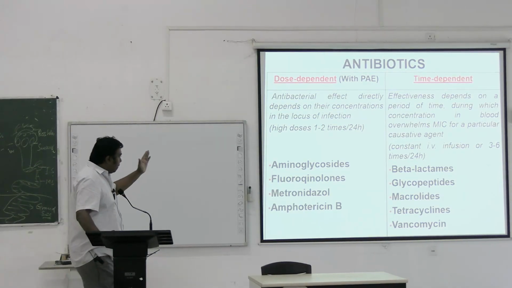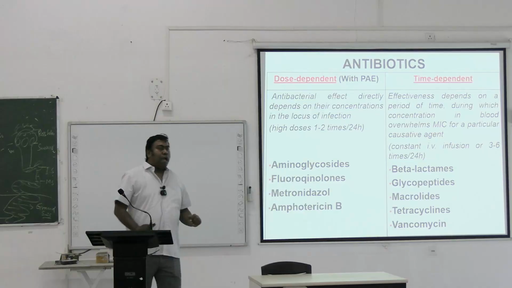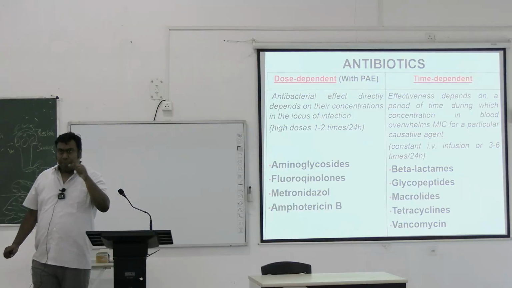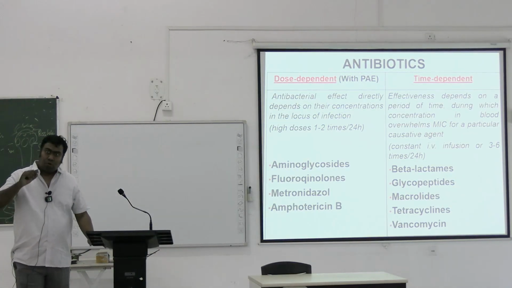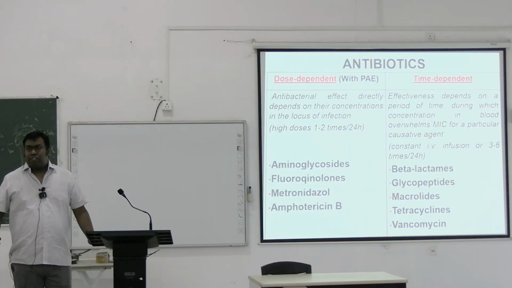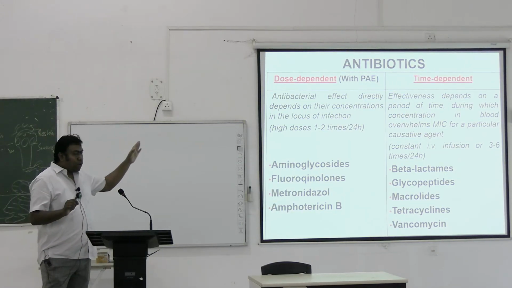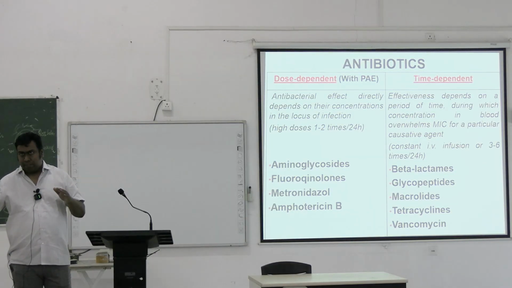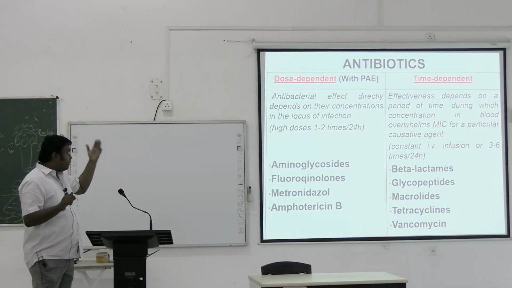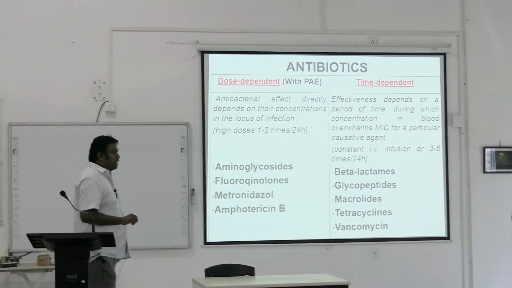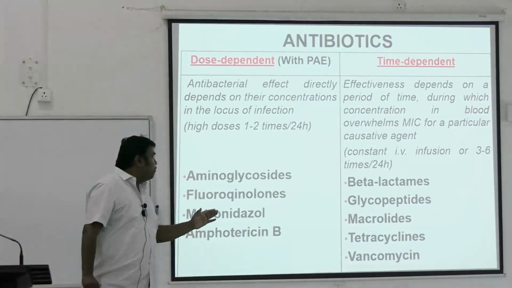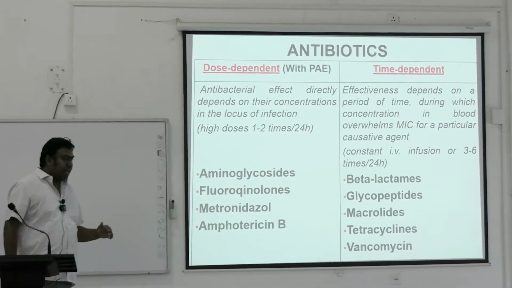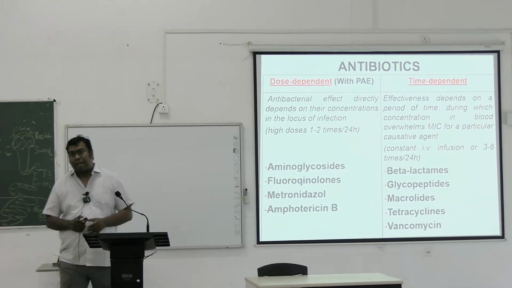And for aminoglycosides, fluoroquinolones, metronidazole or amphotericin B, if their peak goes once above the required concentration, that is, the dose is more than the MBC or MIC, they have a post-antibiotic effect. For that, they don't require the concentration to stay above this level throughout the time. Whereas in time dependent drugs, you have to give infusions, like beta-lactam, glycopeptide, macrolide, tetracycline and vancomycin. These are the time dependent ones.